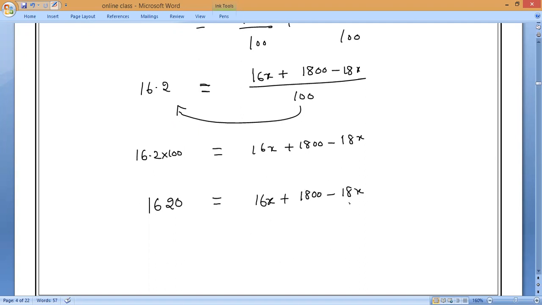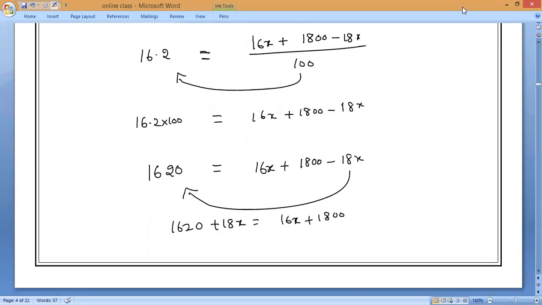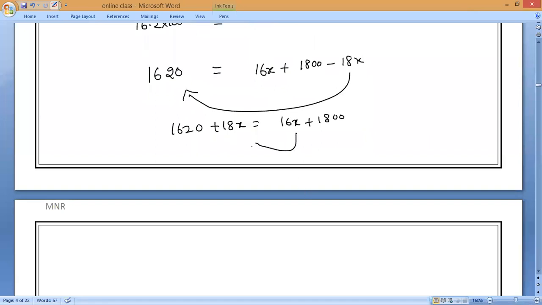Now you can see minus 18x, I'll bring this side. So it will turn 1620 plus 18x, which is equal to 16x plus 1800. Now I'll bring 16x this side and 1620 this side. Then tell me what will happen. 18x minus 16x is equal to 1800 minus 1620. So 18x minus 16x, how much? 2x, which is equal to 180.